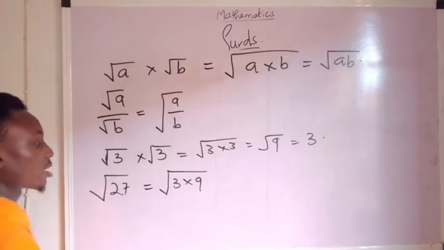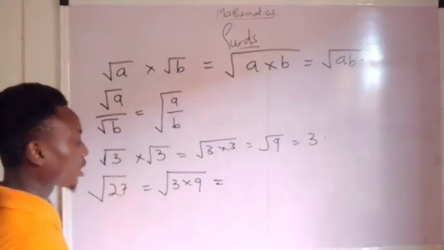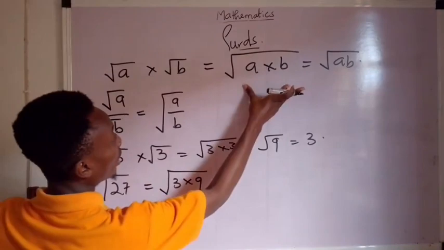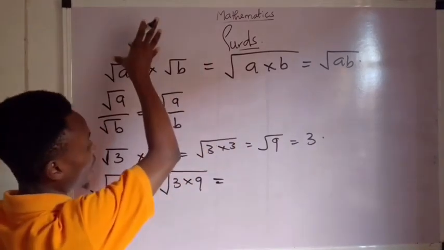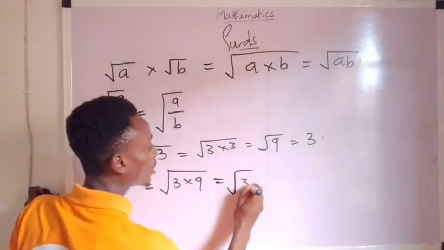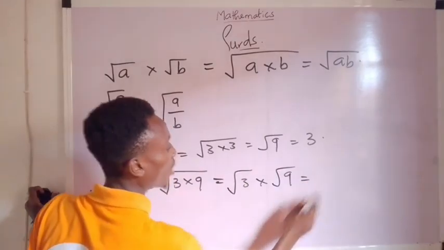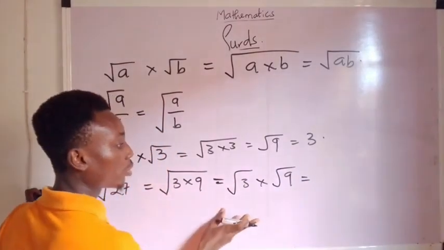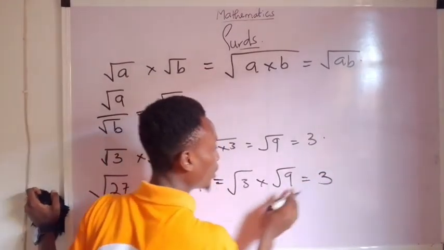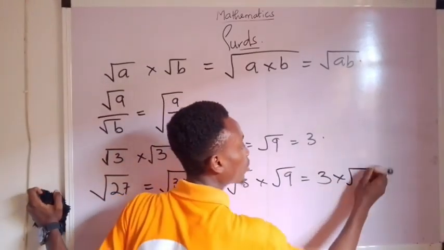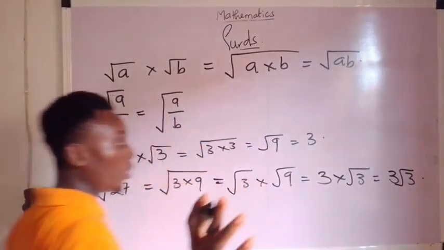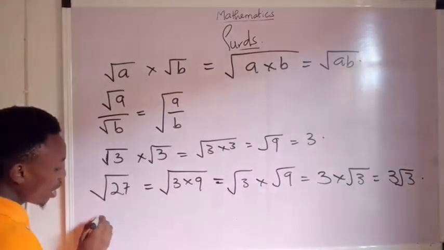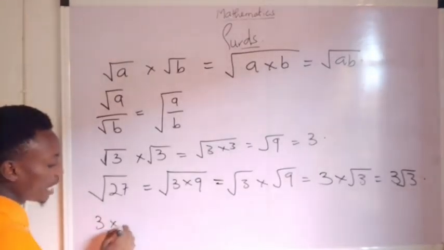Right? Yes. Now, looking at this, if you take this law in reverse, that is from here, work it to this place, then reverse it like this, what you will have will now be root 3 times root 9. Now, you can find root 9, you cannot find root 3. You now have 3, which is root 9, times root 3, which is 3 root 3.